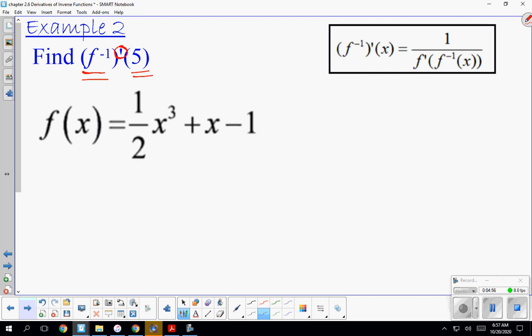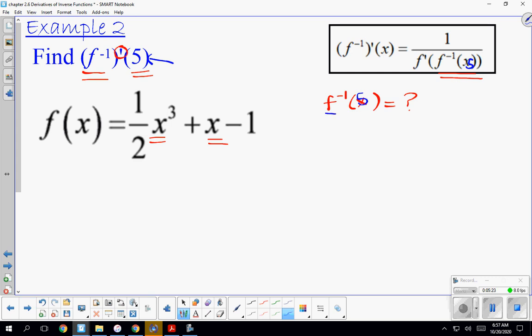In order to find the inverse, I have to get x by itself, which cannot happen. That's why we have to use this formula. The formula is over here in the box, and we're going to start right here on the inside. So f inverse of x is what I'm looking for, and in this particular case, we're plugging in 5. The question asks me to put a 5 in here, so that's actually what I need to find.